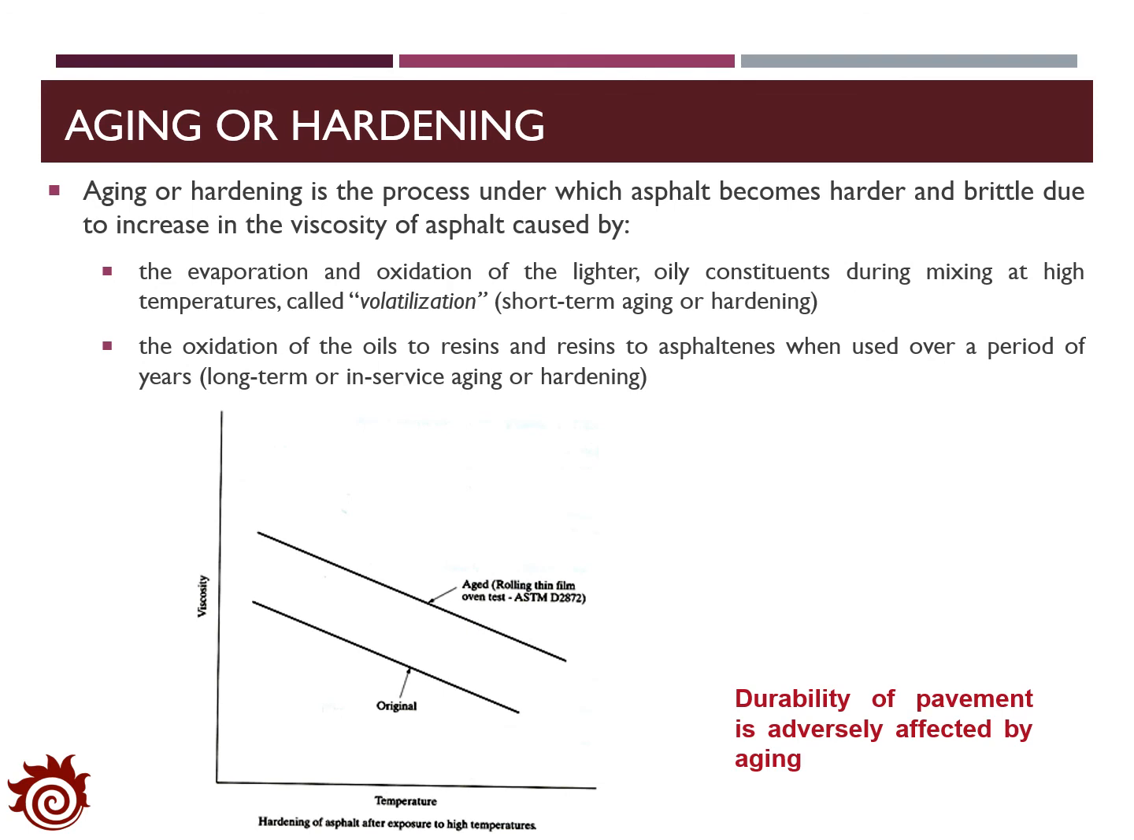First, short-term aging is usually caused by the evaporation and oxidation of the lighter oily constituents during mixing at high temperatures. Second, long-term aging is caused by the oxidation of the oil to resin and resins to asphaltenes when the asphalt cement is used over a period of years.